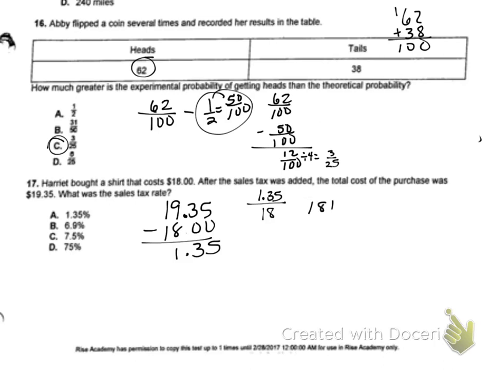And we just divide that out, 18 into 1.35, 0. Let's see, here's 7, 126. When I subtract, I get 9, drop a 0, 5. Alright, and then as a percent, you just move it twice to the right. And this equals 7.5%. The answer is C.